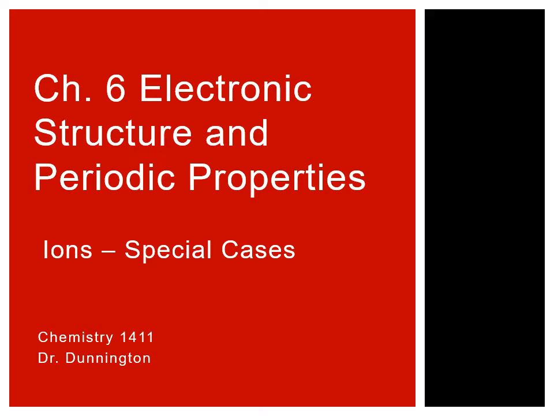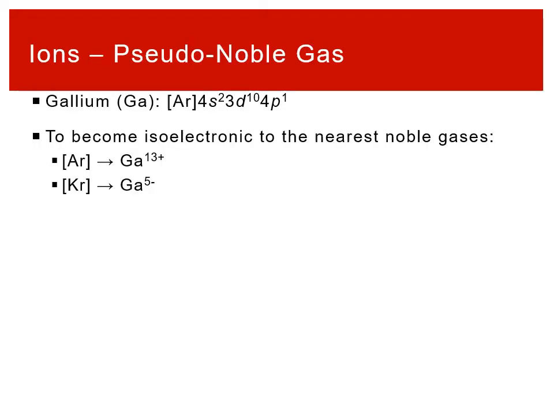We now want to talk about forming ions where we have some special cases. There are some other parts of the periodic table where forming ions gets a little wonky. If we look at gallium, for example, its configuration is argon, then 4s2, 3d10, 4p1.